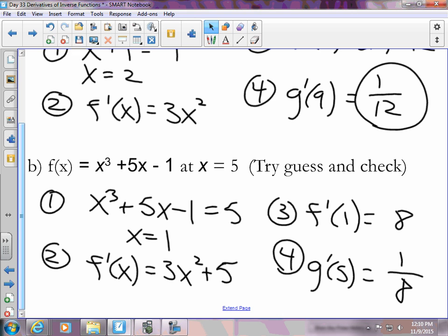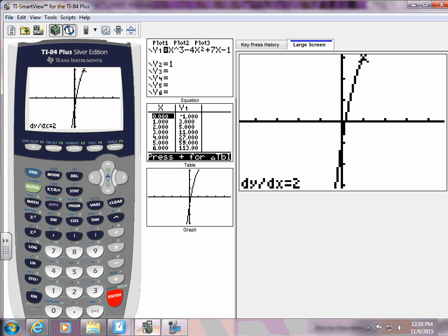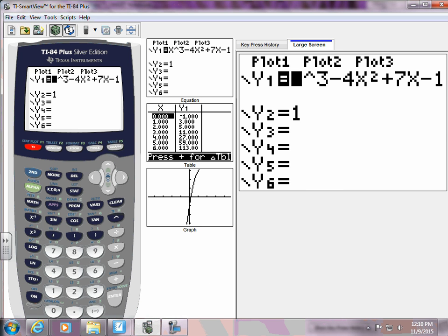I think if you go to, I have this on here. If you skip the next example, I think I have one where the function is x cubed minus 4x squared plus 7x minus 1. What is that, example D? Okay, and they want us to find the derivative at x equals 1.